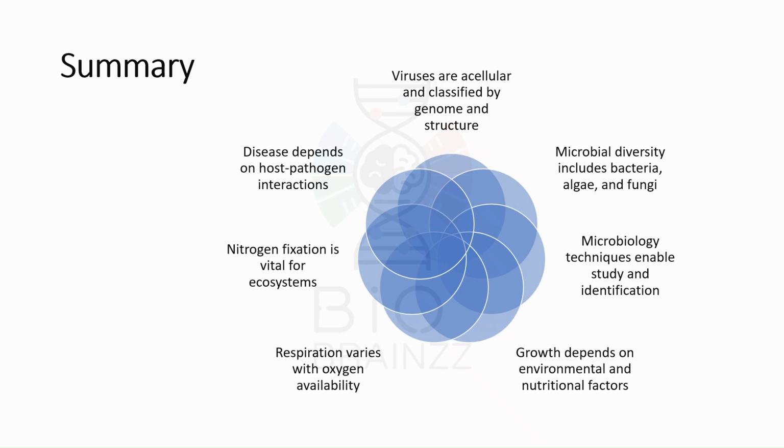Additionally, the unit explains important metabolic processes such as aerobic and anaerobic respiration, as well as nitrogen fixation, which plays a key role in ecological balance. Finally, it addresses microbial diseases and the interaction between host and pathogen, highlighting the importance of immune responses and virulence factors. Together, these topics form a complete framework for understanding microbiology in the context of GAT-B.